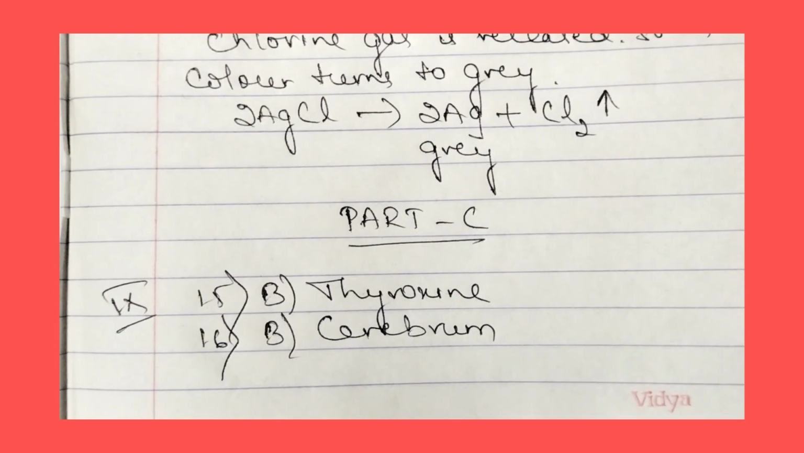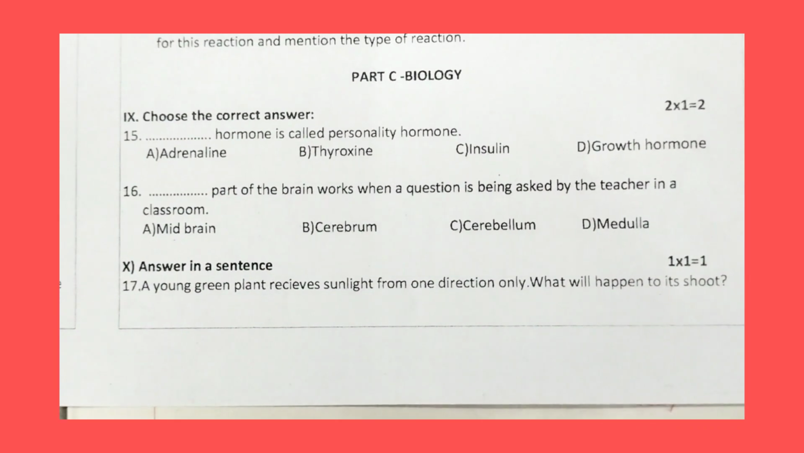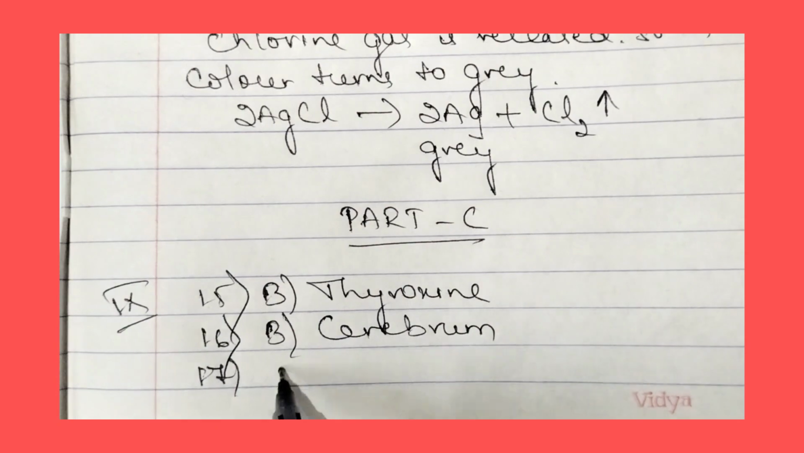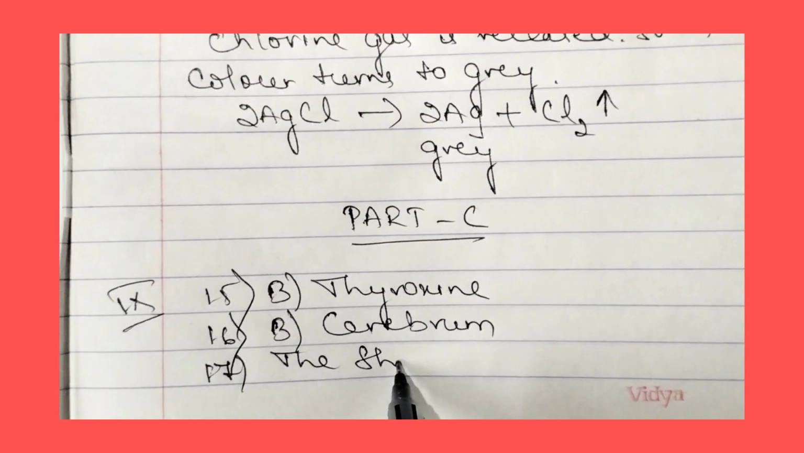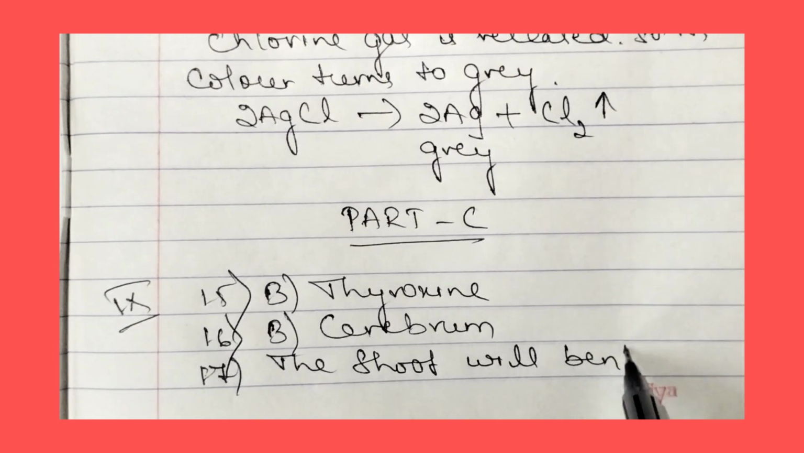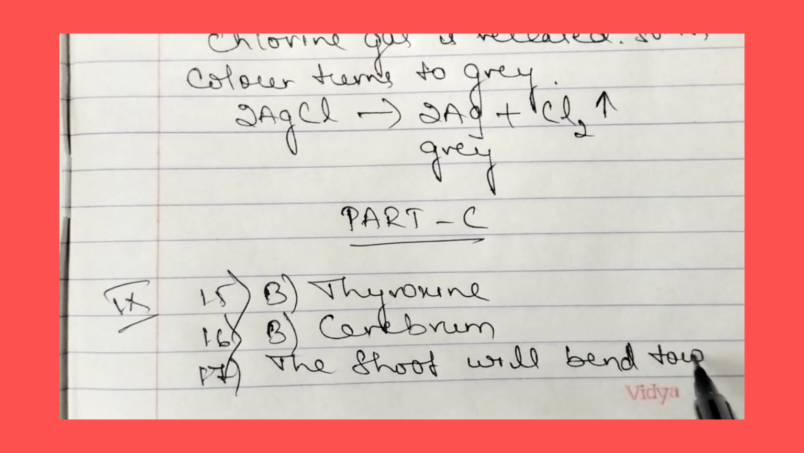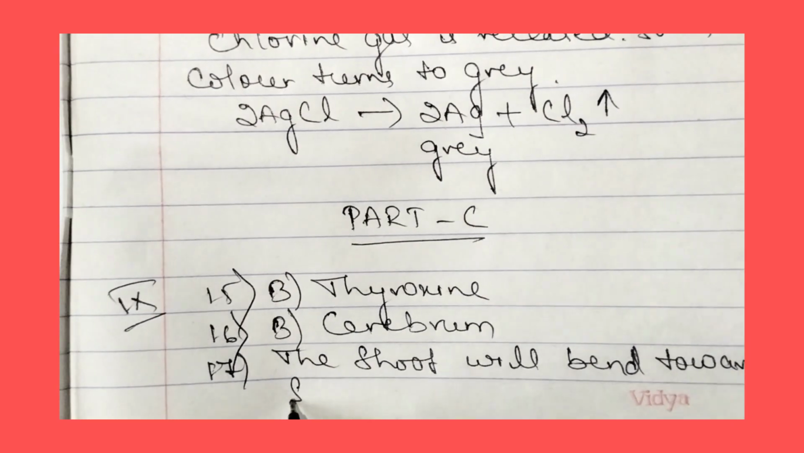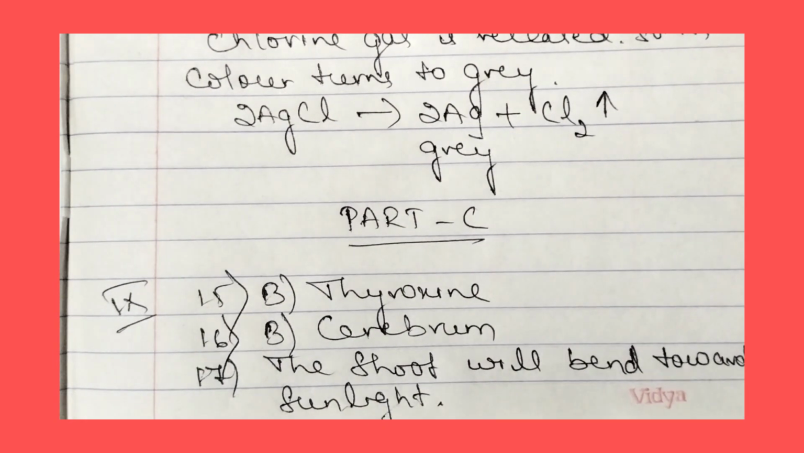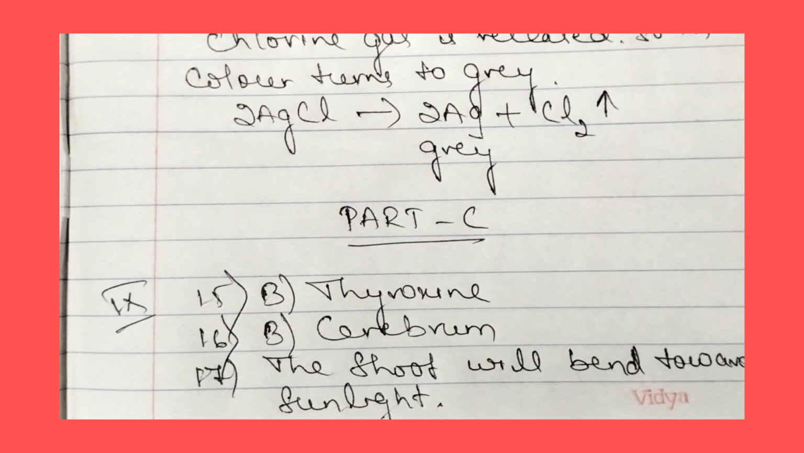Now let us move to the 17th question. A young green plant receives sunlight from one direction only. What happens to its shoot? So let us answer this question. This is the 17th one. The shoot will bend towards sunlight. So this is the answer for the 17th one.